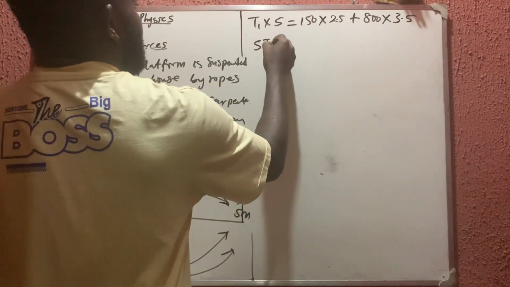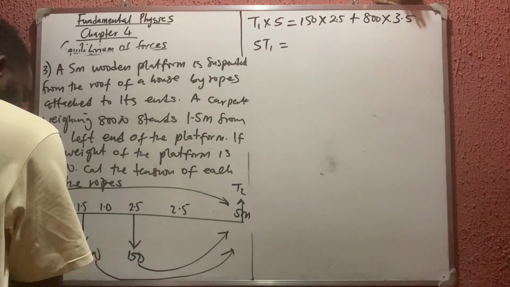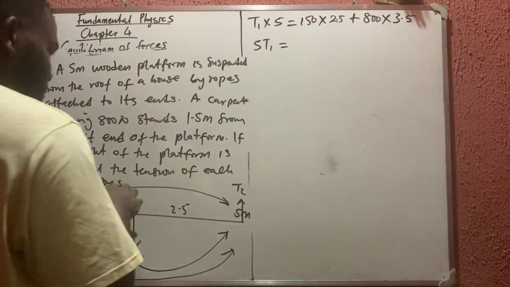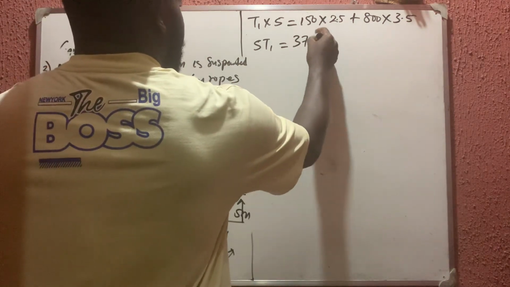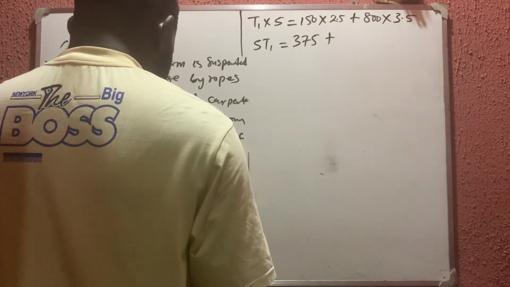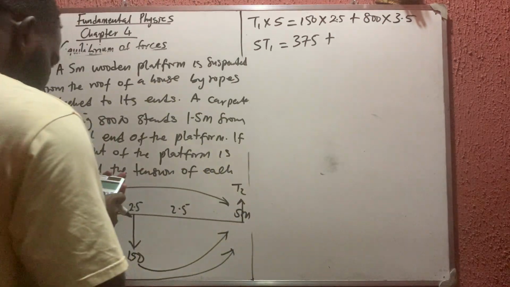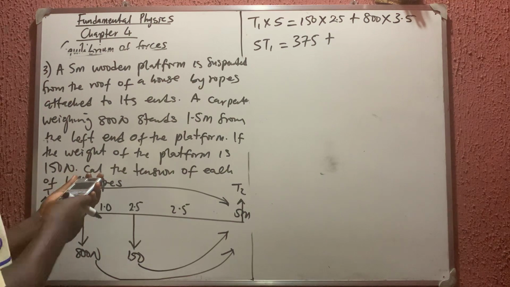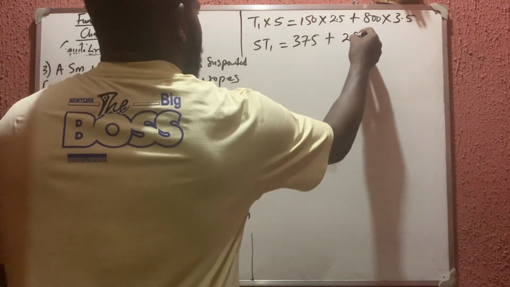We now have that 5T1 is equal to 150 times 2.5, which gives 375, plus 800 times 3.5, which gives 2,800.